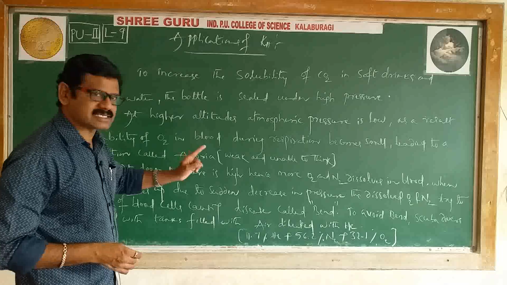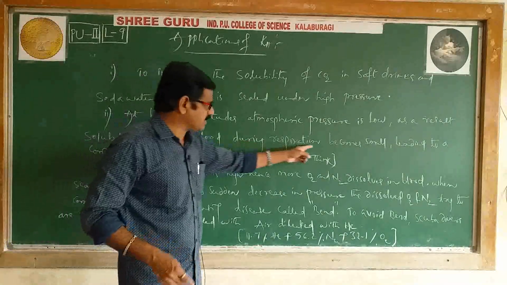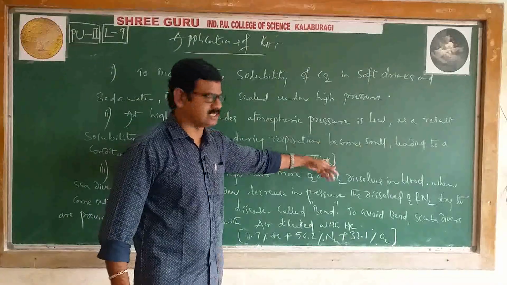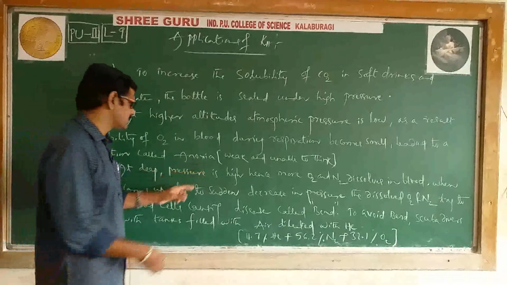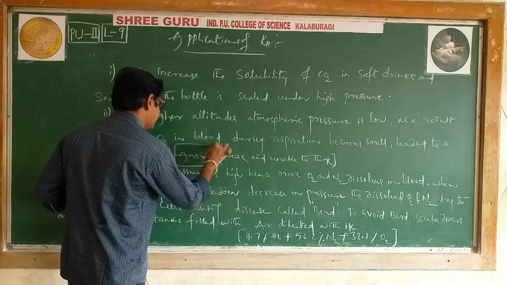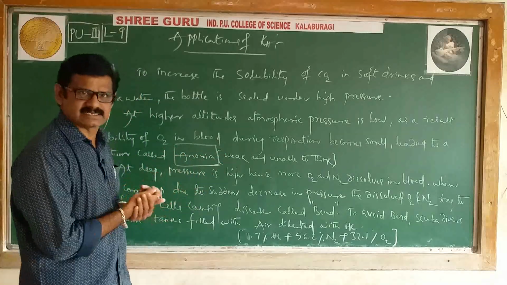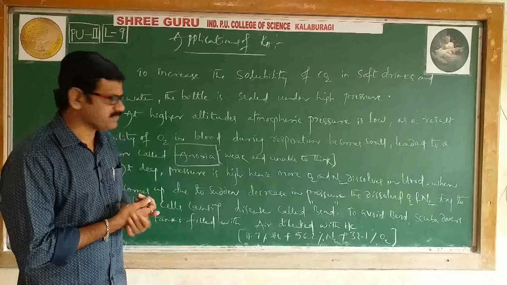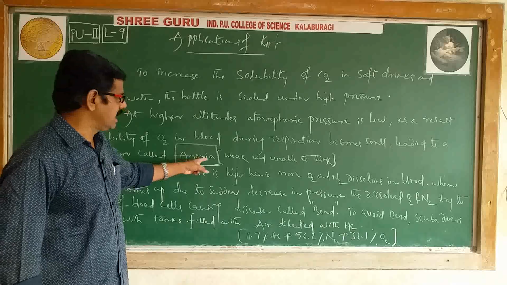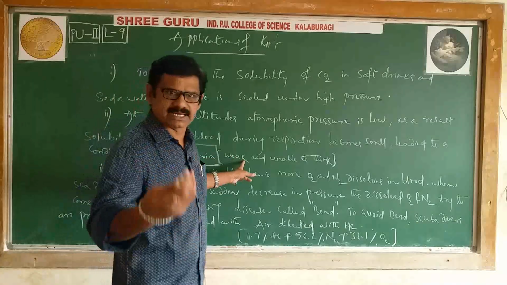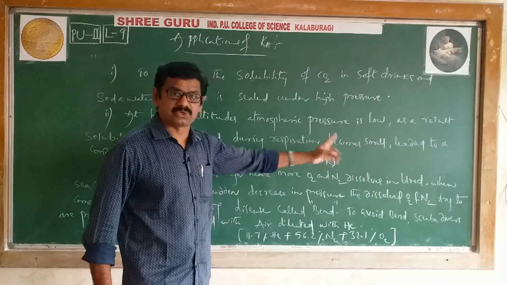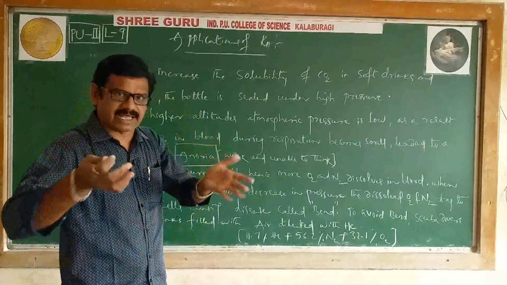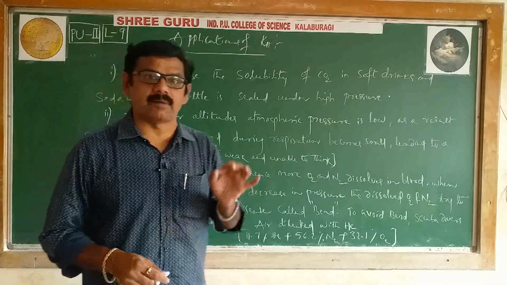If less oxygen dissolves in our blood during the respiration process, what is the problem? The problem is we'll get one condition that is called anoxia. What is meant by anoxia? Anoxia is nothing but the body completely becomes weak as well as unable to think also. Our brain will not work properly.